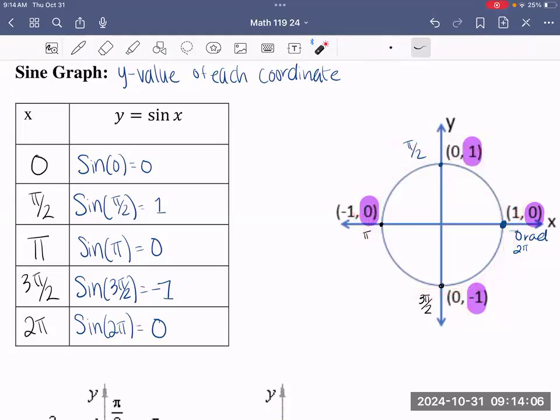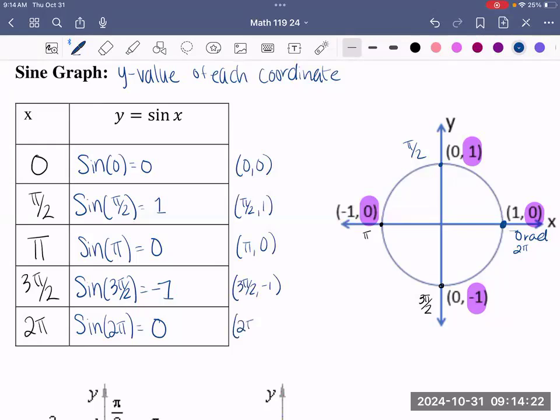Now let's go ahead and plot these on your graph. So we have the coordinate 0, 0. At pi over 2, we're at 1. At pi, we're at 0. At 3 pi over 2, we're at -1. And at 2 pi, we're at 0.